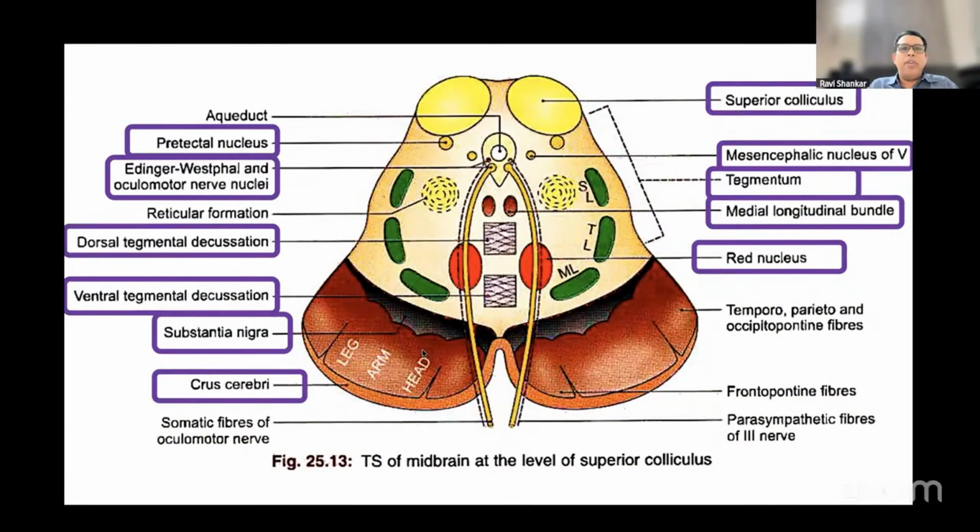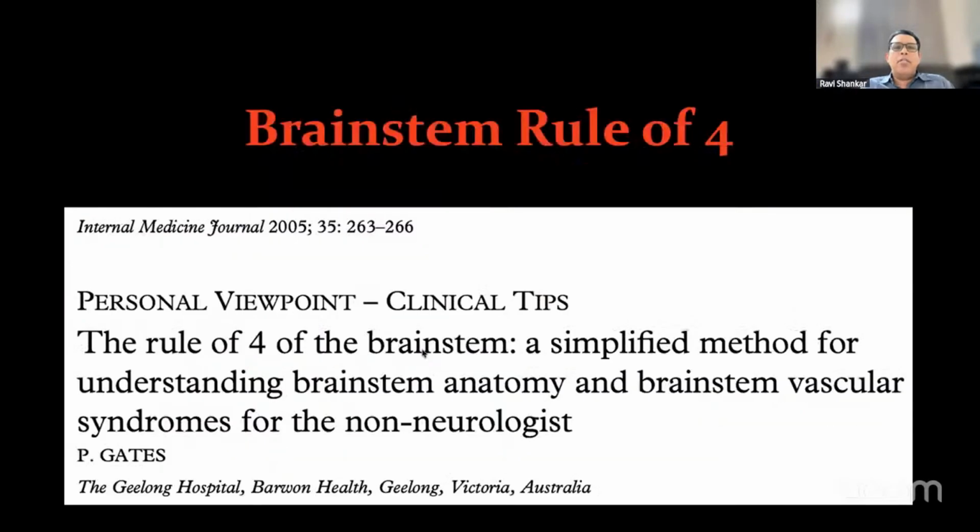Very confusing. If we really go through all the level organization, it will make no sense to us, very confusing to all of us. So this was a very important article by Gates in 2005, in which he condensed all these pathways, and he gave a brainstem rule of 4, a simplified method for understanding brainstem anatomy and brainstem vascular syndromes for non-neurologists. I think it makes sense for neurologists and neurosurgeons too.